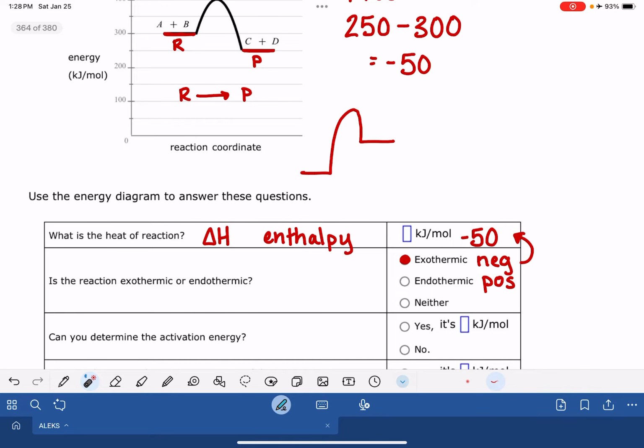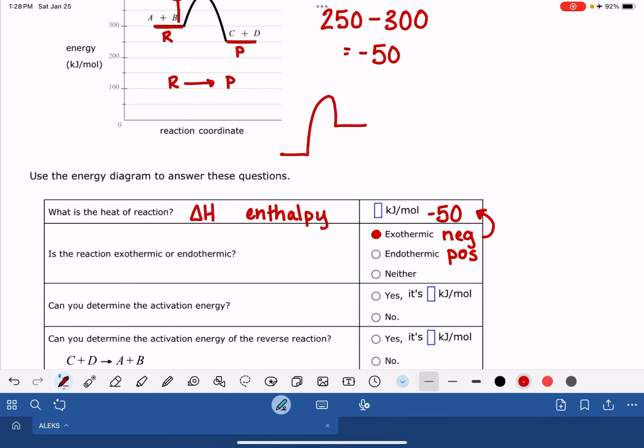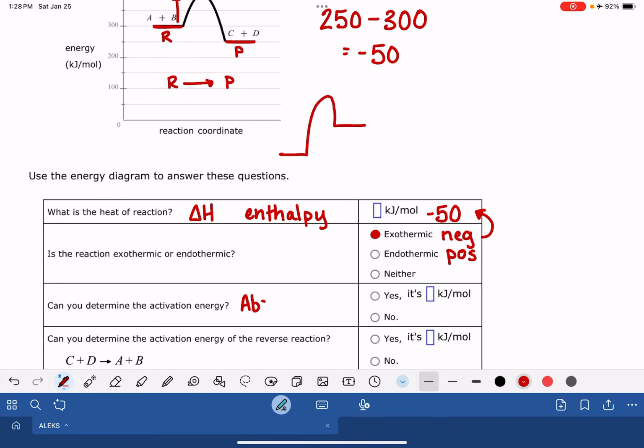Then it asks you to calculate the activation energy. The activation energy is the difference between the energy of the reactants and the energy of the transition state. So this high point on your graph right here is called the transition state, and the activation energy is just the difference between reactants and transition state. And you want to express this activation energy as an absolute value. So that means no negative number. No matter what, this is going to be a positive number.